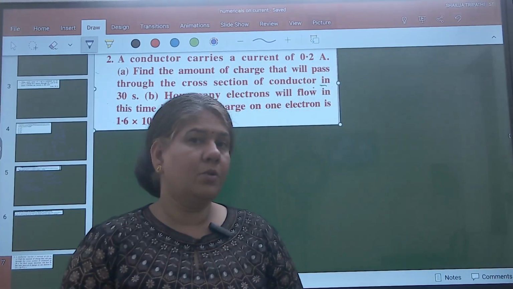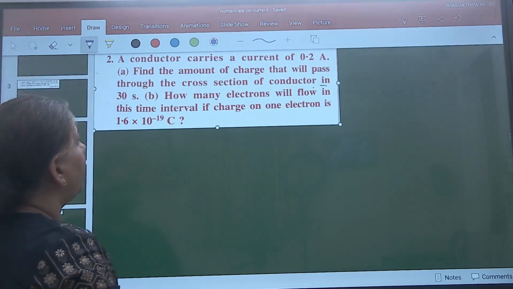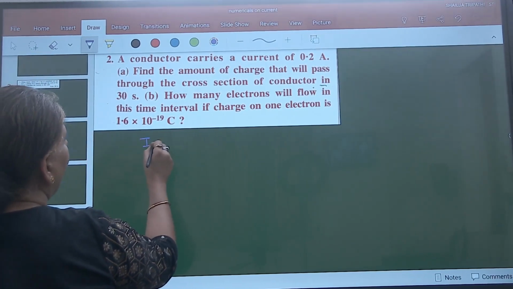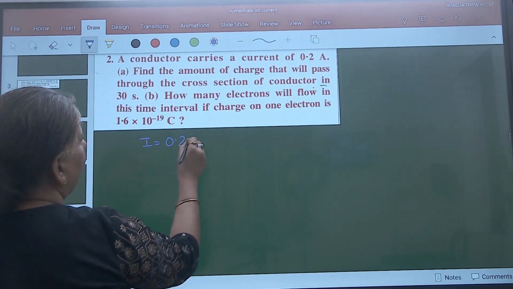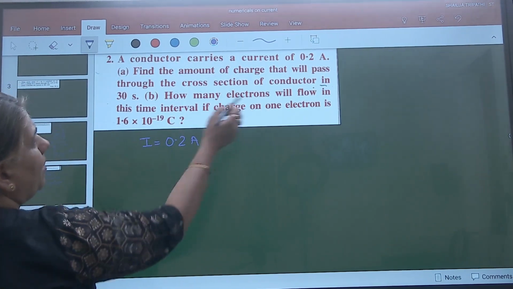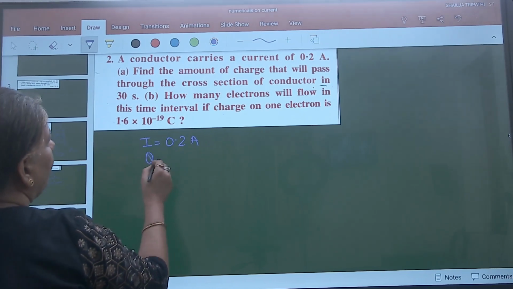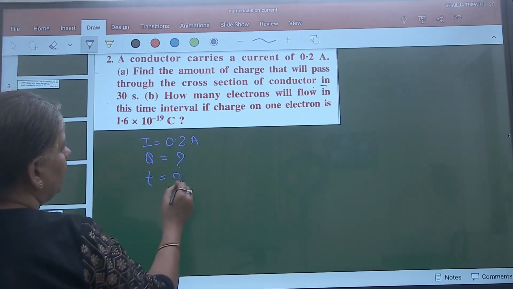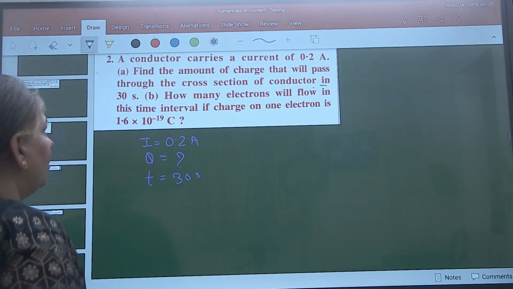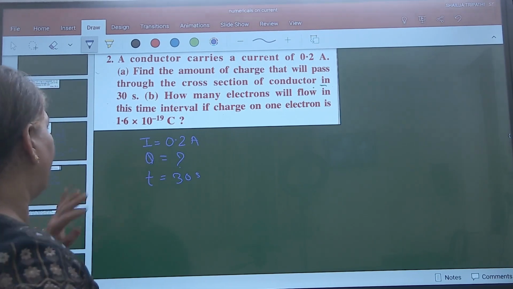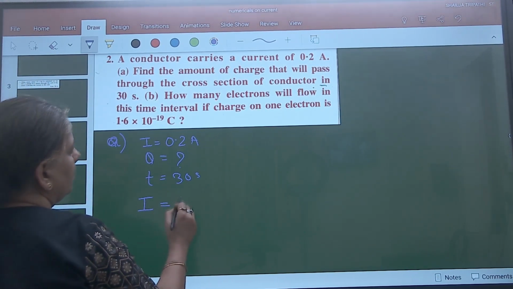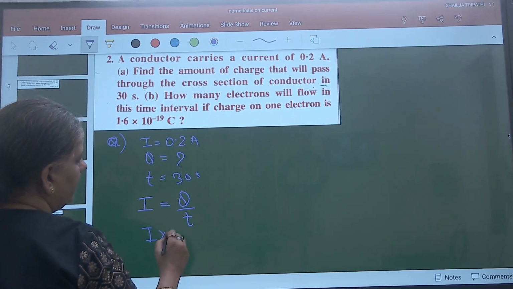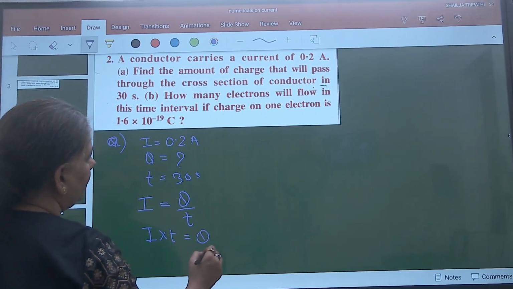Let's come to our last question. A conductor carries a current of 0.2 ampere. That is, the value of I is given, 0.2 ampere. Find the amount of charge that will pass through the cross section of the conductor in time t equal to 30 seconds. So this is the first part that we have to solve. I is equal to Q by T. So I into T will give you the value of Q.